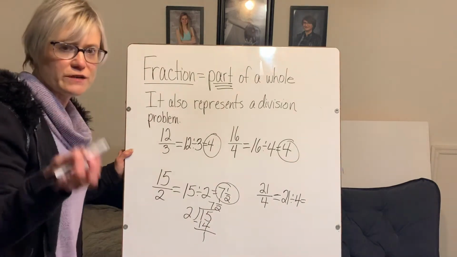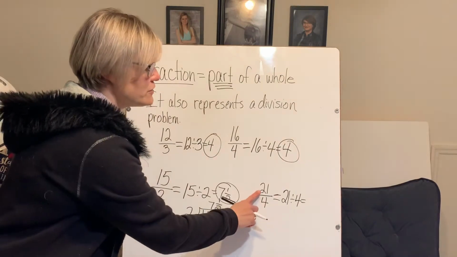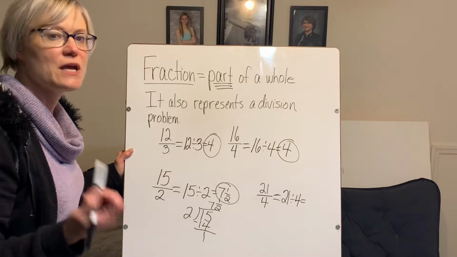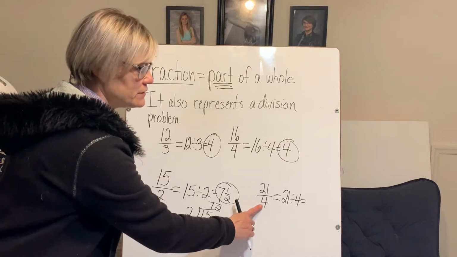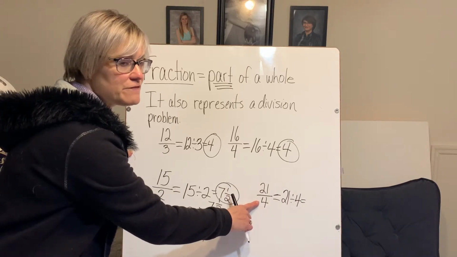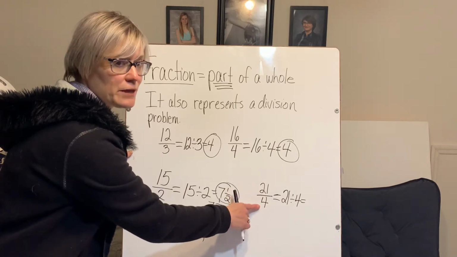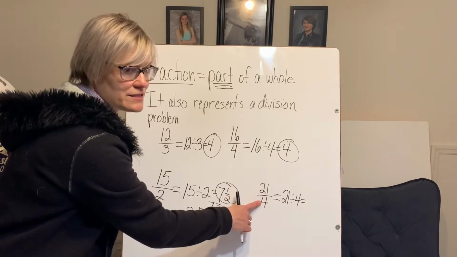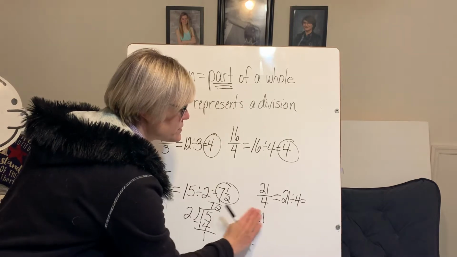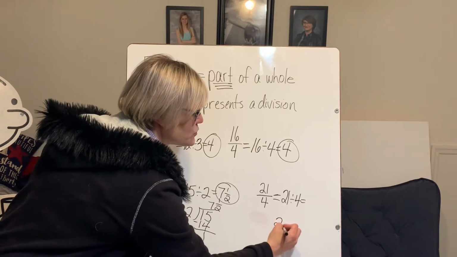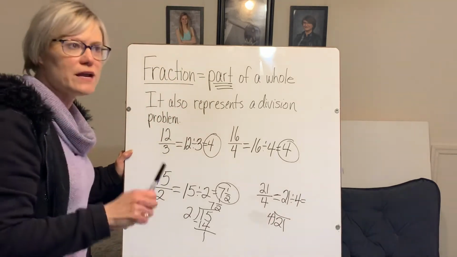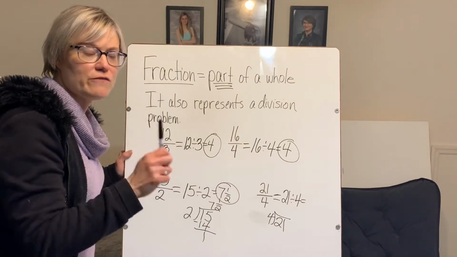So hopefully this is refreshing your memory. All right, 21 divided by 4. Well, what do I know about division? I know that if I have an odd number and an even number, I cannot divide evenly. This is odd, this is even, so I'm going to have a remainder. 21 divided by 4. All right, I've got to find a number without going over. Find a number I can multiply.